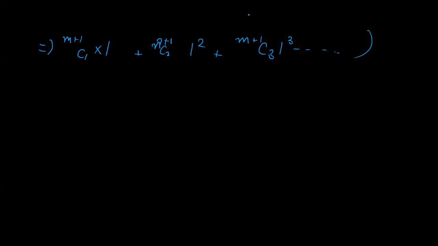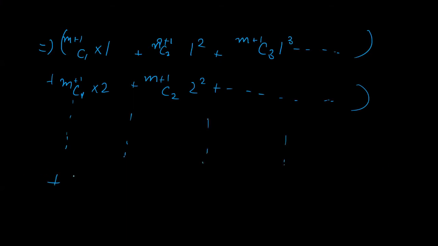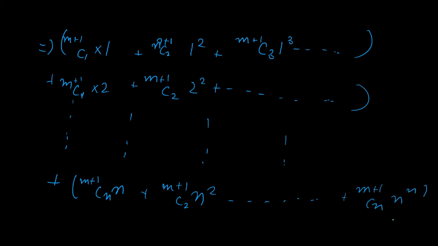Then plus M plus 1 C1 into 2 plus M plus 1 C2 into 2 square plus similarly it will go on and it will continue here also. Last term will become what? M plus 1 Cn into n plus M plus 1 Cn into n square. Similarly, plus M plus 1 Cn into n to the power n. Clear? You just note it down in a short manner, then we are almost done.